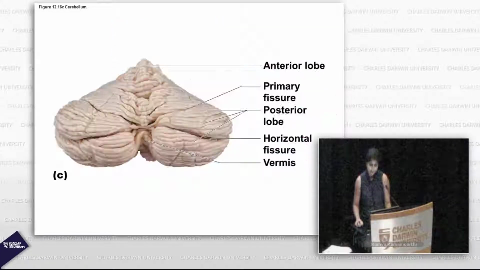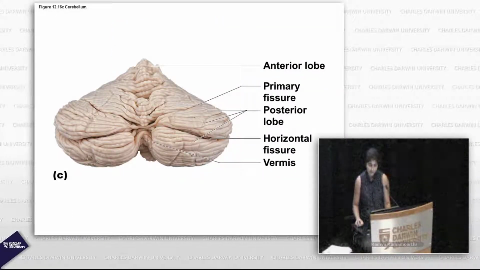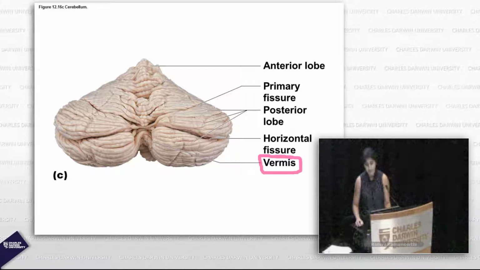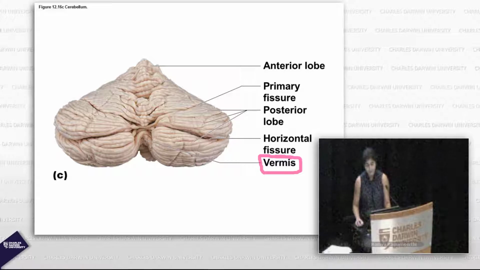This structure here that connects both the cerebellar hemispheres is called vermis, the center one here.